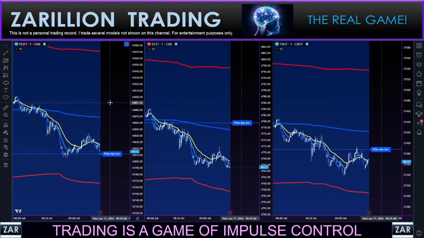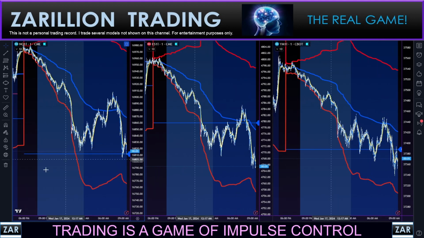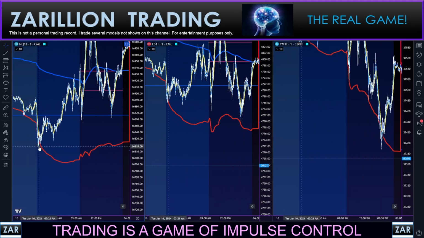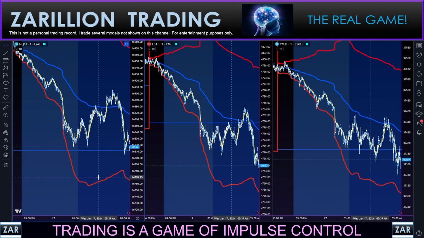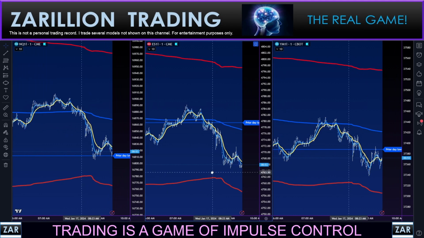Before the open, of course, the marker showing the prior day's low. So you can see we're trading all the way down here now at the low of yesterday. You see that there? There was the low that was set in Europe on the NASDAQ yesterday. Let's see how we do today as we open things up here.